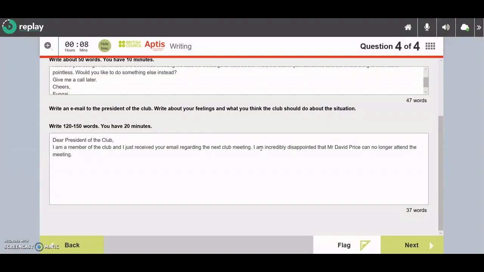So here I'm starting off by at least mentioning my association to the club and the fact that I have received their communication. Immediately after, I then talk about my feelings regarding the cancellation. In this case, I'm disappointed.